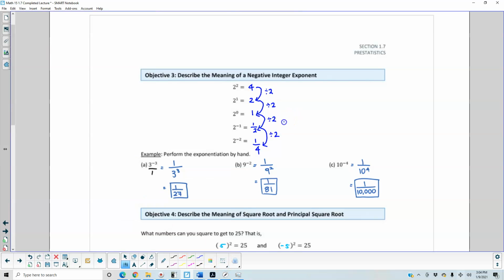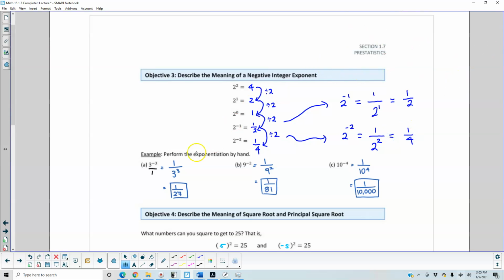So what it's saying here is that if we have 2 to the negative 1, that's the same thing as 1 over 2 to the positive 1, which is equal to 1 over 2. And then if we look at the next scenario, which is 2 to the negative 2, well, that's the same thing as 1 over 2 to the second power. So when you shift that into the denominator, it becomes a positive exponent. So 1 over 2 squared then becomes 1/4.